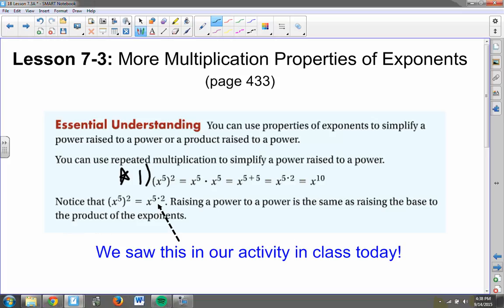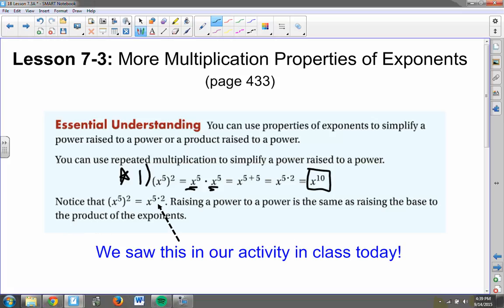Okay? So we can see that x to the 5th to the 2nd is x to the 5th times x to the 5th. We know from our previous rule that when you see an x and an x, you are allowed to add the exponents. So we did that, 5 plus 5, which is the same as 5 times 2, which gives us x to the 10. Okay? So hopefully you reminded yourself of the rule that x to the 5 to the 2 is the same as x to the 5 times 2, which is 10.